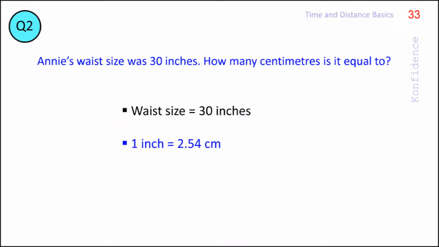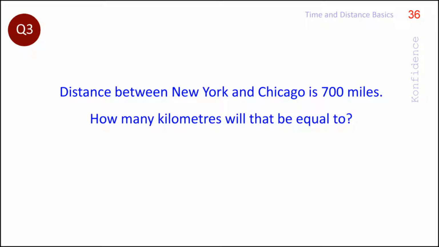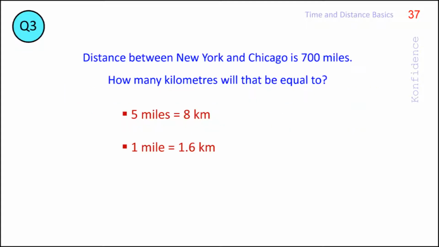In question Q2, the waist size is given in inches. 30 inches equal to 30 into 2.54 centimeters or 76.2 centimeters. In Q3, the distance is given in miles. In many parts of the world, distances are expressed in miles. The relationship between miles and kilometers is 5 miles equals 8 kilometers. So 700 miles equals 700 into 8 by 5 or 1120 kilometers.